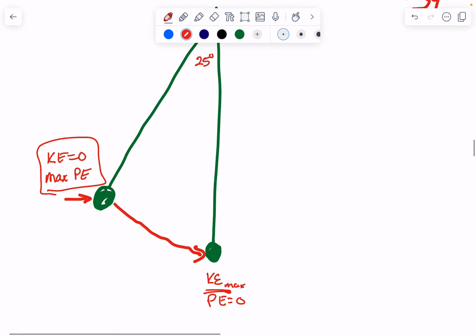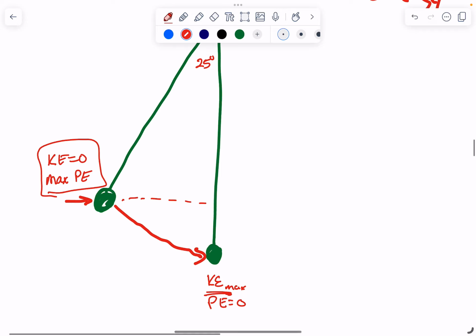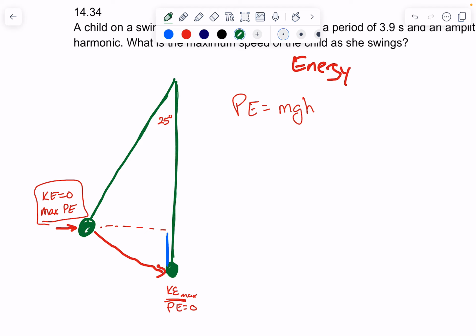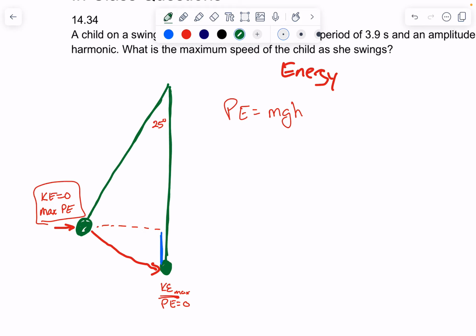Now, since this is just gravity, this is going to be the potential energy. Let's do it over here. The potential energy is going to be equal to mgh. Now, what do I mean by h? We'll do a blue line here: it's risen this far. Note that the two green lines, this green line and this green line, are the same length. We don't know the length. We're going to solve for that in a minute.